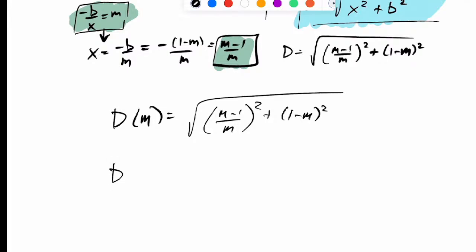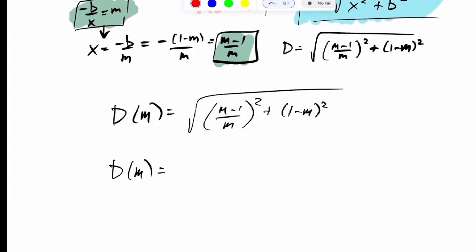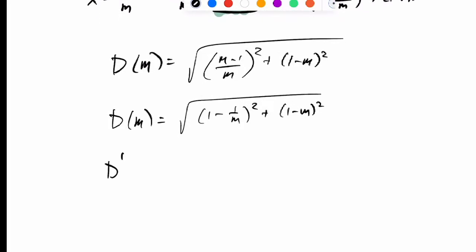So I guess we could clean this up a bit. This isn't a distance equation, R. This is just the equation for slope. This is just like y2 minus y1 over x2 minus x1. So to take the derivative of this, trying to think of the easiest way, I could write this as 1 minus 1 over m squared plus 1 minus m squared, like that, so I don't have to do the quotient rule.